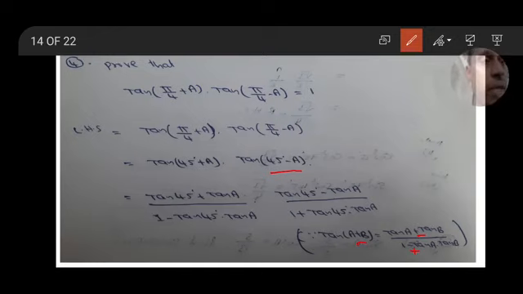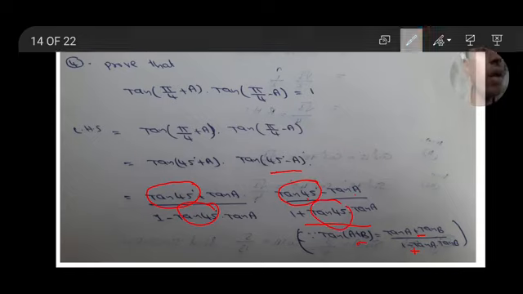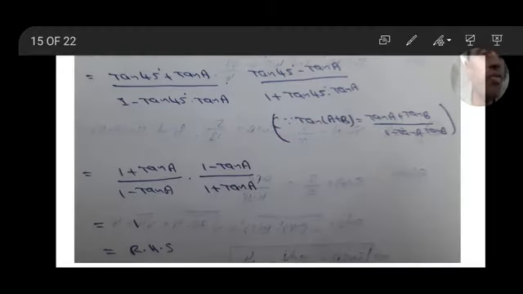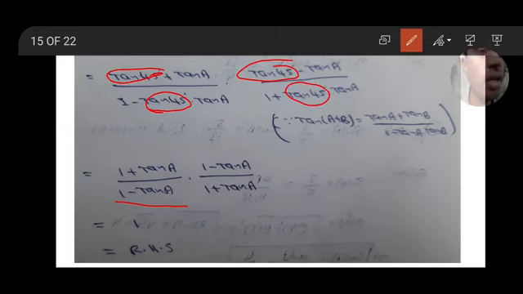Reverse sign changes. A means 45, B means A. So tan 45 minus tan A by 1 plus tan 45 into tan A. And what about tan 45 value? Tan 45 value is 1. So substitute tan 45 value. That is, 1 plus tan A by 1 minus tan A, here it is 1, here it is 1. So 1 plus tan A by 1 minus tan A, and here tan 45 is also 1, so 1 minus tan A by 1 plus tan A. This 1 minus tan A, 1 minus tan A cancel, 1 plus tan A, 1 plus tan A cancel, we get 1, that is RHS.